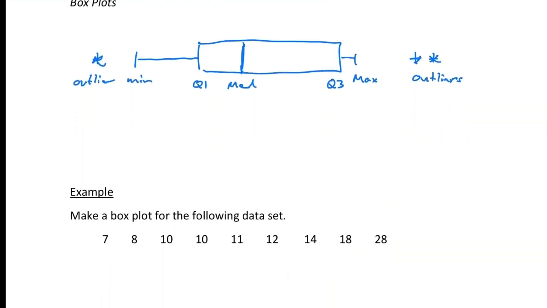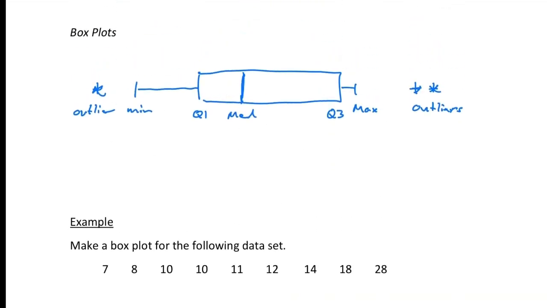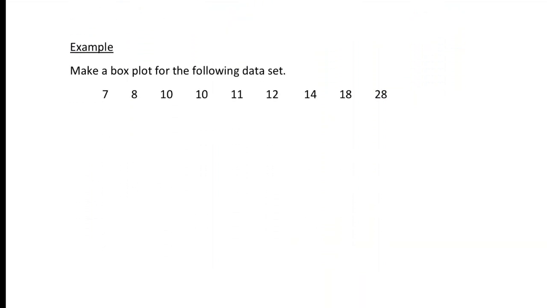Okay, so let's go ahead and do an example here. Make a box plot for the following data set. So it's already in order, so we don't have to worry about that. Because again, we're finding median. Well, we know how to do that. And I'll show you how to do Q1 and Q3. It's basically the same process as finding a median. So median is the middle value. So there are 2, 4, 6, 8, 9 values. So we are looking for the fifth one in, so that there's 4 on either side. So that's our median.